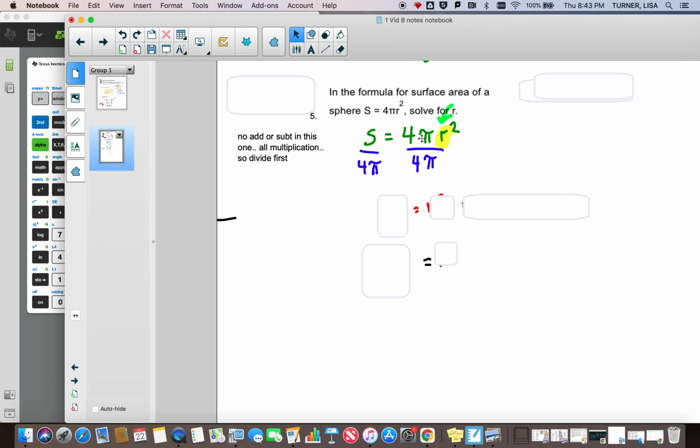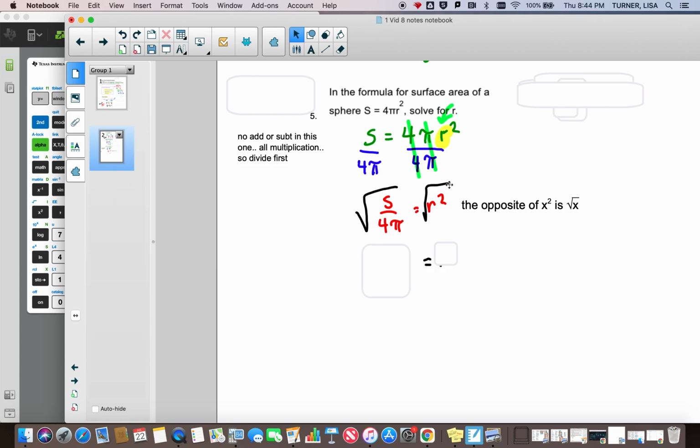I'm getting rid of the 4 and the pi. And when I cancel those out, I'm left with an r squared. All right, and I'm left with s over 4 pi. Divided by 4 pi. Now, how do I get rid of an r? How do I get the r by itself? I don't divide by 2. My brain might want to think that, but the r squared means r times r. And so the opposite of an x squared is the square root of x. All right, and so really what we need to do is we need to square root both sides. So the square root of r squared, I'll just tell you, is just r.